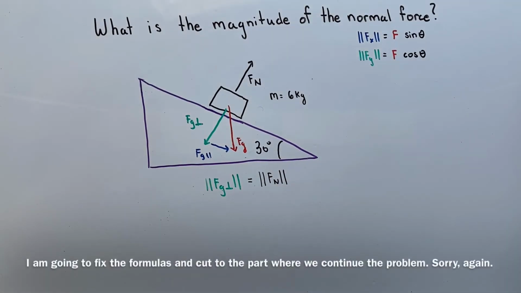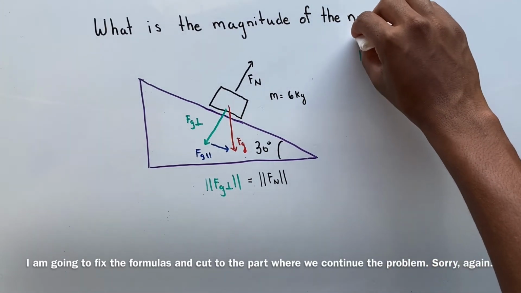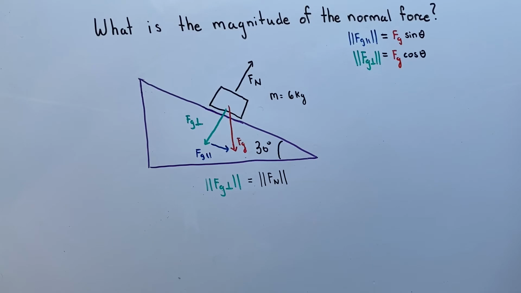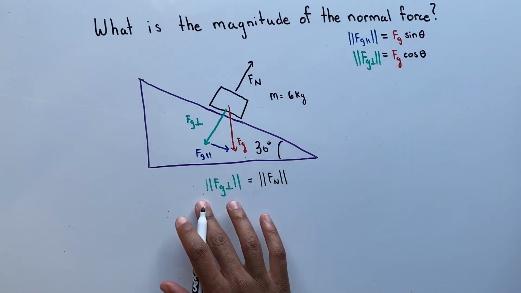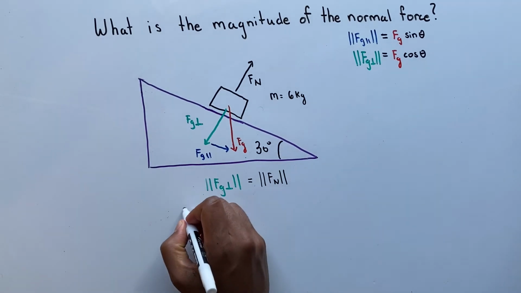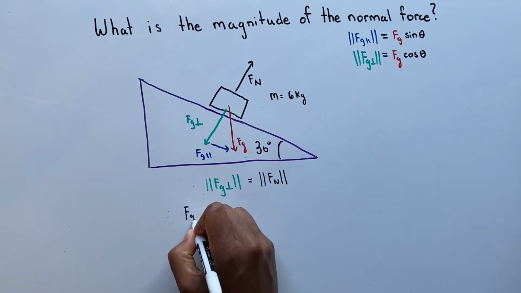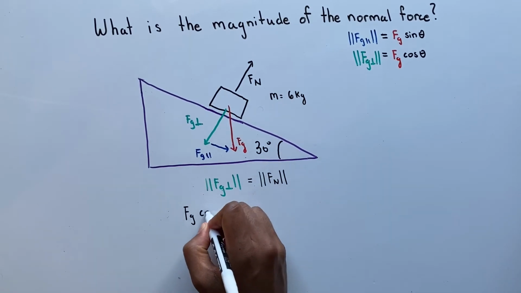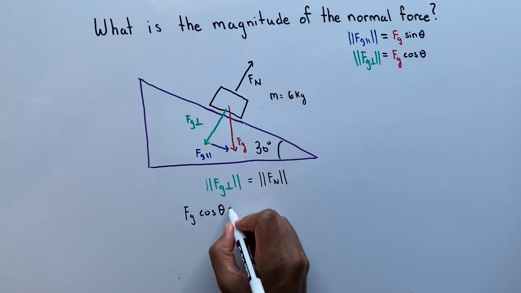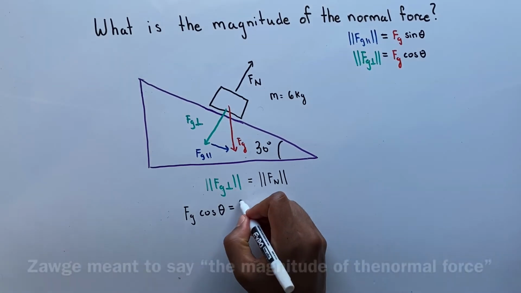And guys, I realized I made a mistake. These are not the given formulas that we derived earlier. Remembering the formula that we derived earlier in the lecture, we know that the magnitude of the gravity that's perpendicular to the surface is equal to the force of gravity times cosine of theta, and that equals our normal force.